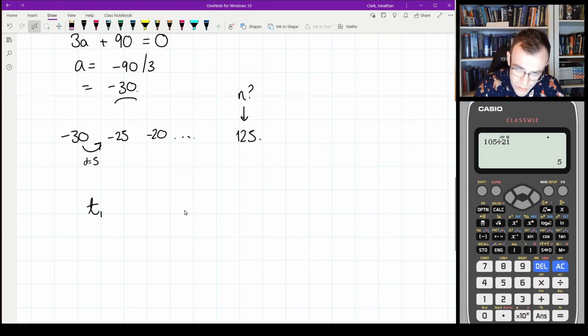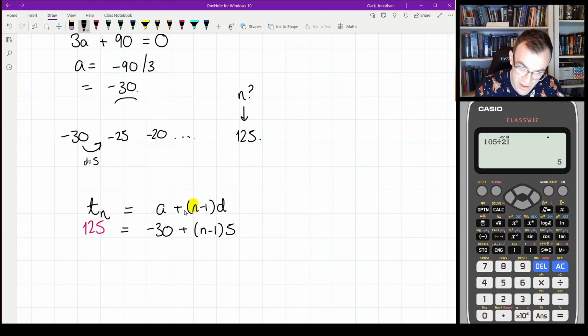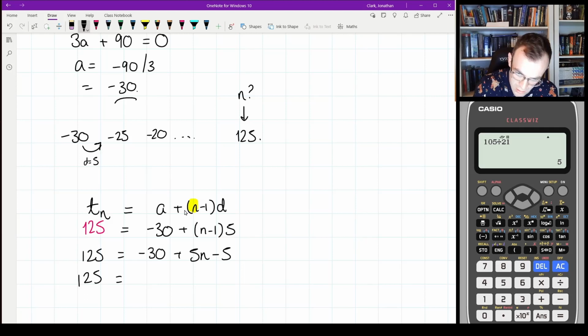So I'm going to take the term sequence, which is this. I'm going to say I know that 125 appears in this sequence, but I'm not sure what the value of n is. That's my unknown. I know everything else. So a is minus 30, and d is 5. So let's solve this. n times 5, 5n, take away 5. And should be fairly plain sailing from here.